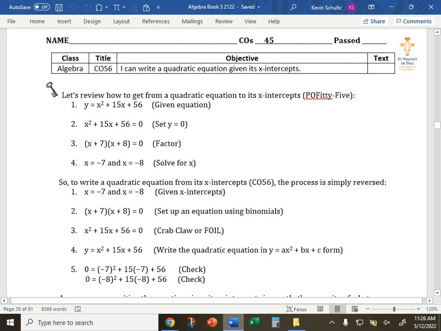Good day, Algebra. We are covering CO56, which, like I said moments ago, is quite literally the opposite of PO55. In PO55, here's what happened. I gave you an equation, such as y equals x squared plus 15x plus 56. We set y equal to 0, so we could solve it.